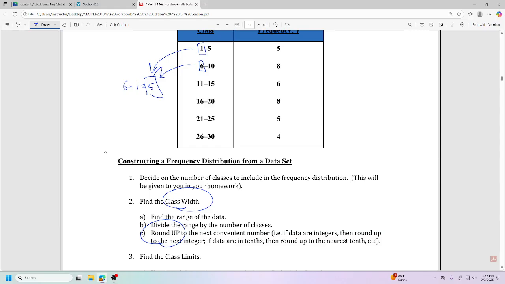Now, if you get something odd, you have to round up. This is actually important, and we'll see that at times. Let's just say you're between two numbers and you get like a 3.2, then you're going to have to round up to 4. So that's what rounding up means.